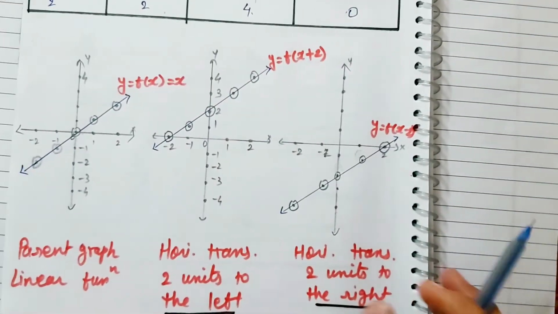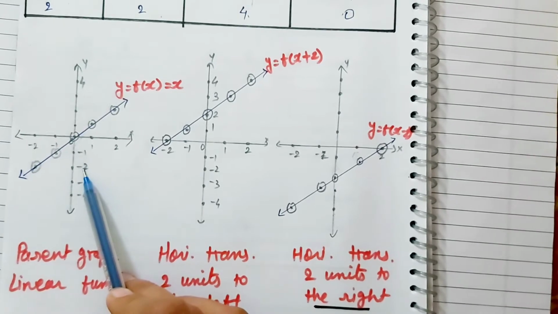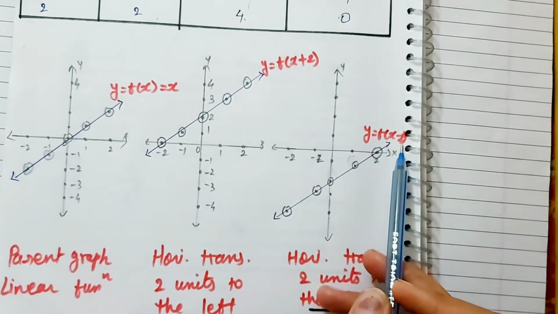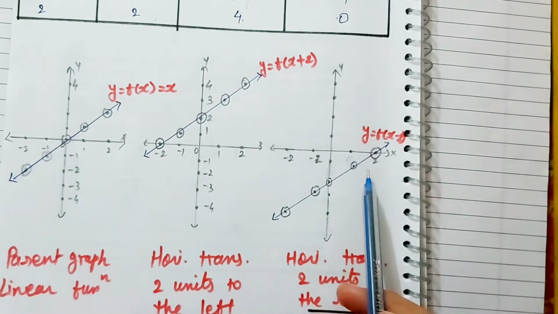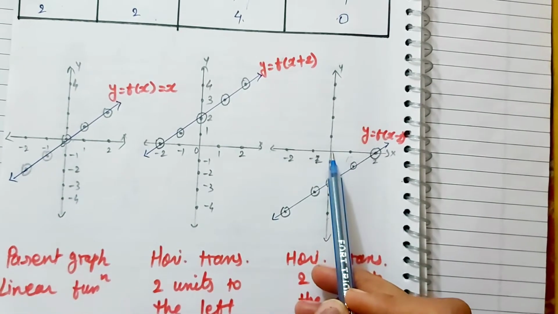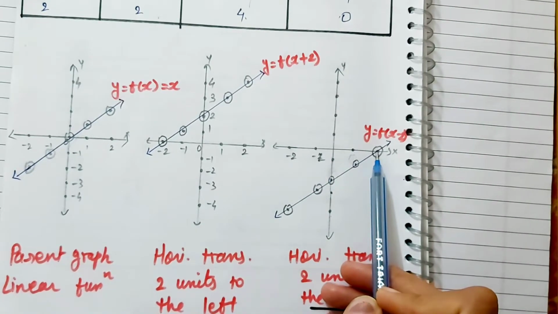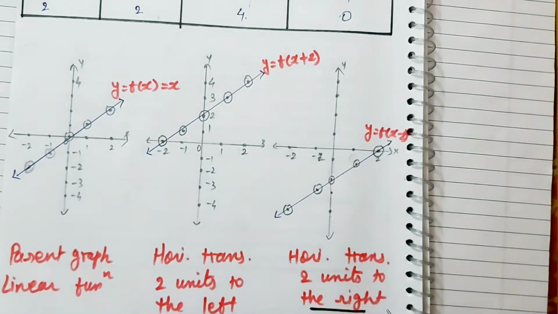If you look at the parent graph, here y is equal to f of x minus 2, it means that my graph has moved 2 units to the right-hand side. Here was the origin and it is moving 2 units to the right-hand side. I hope this concept is clear.